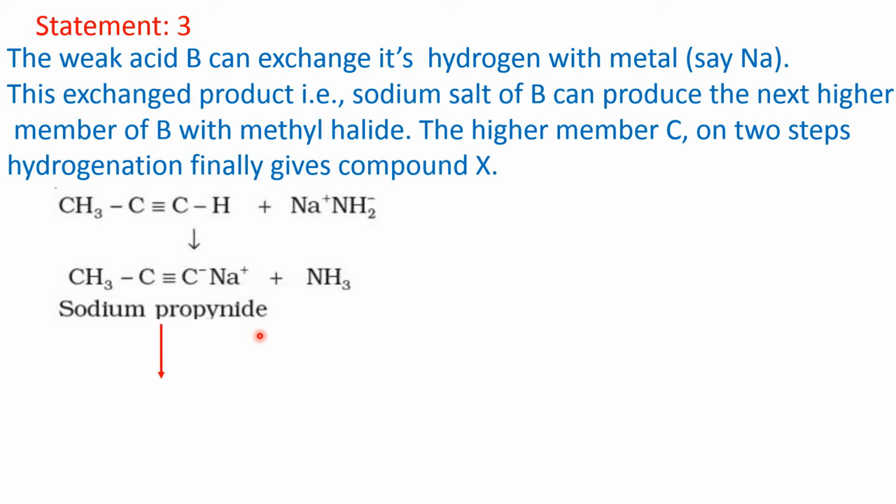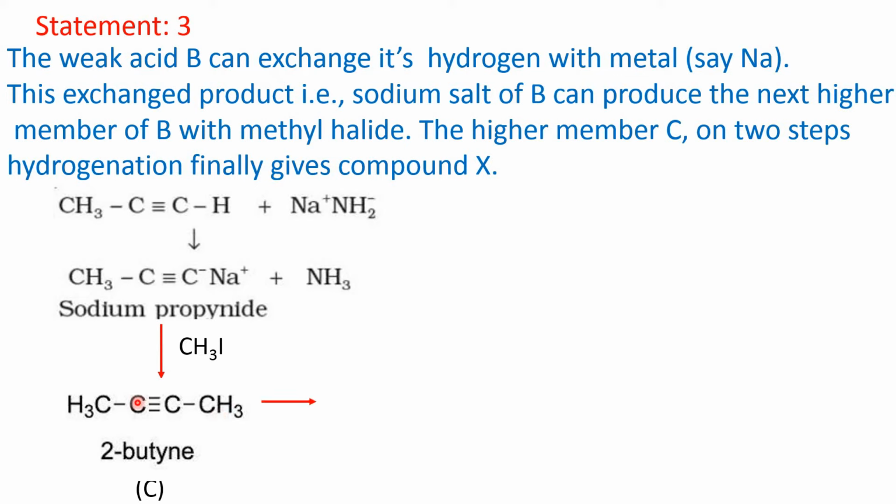Then when this sodium salt is treated with an alkyl halide, here it is methyl halide because we are going to produce the next higher member. Okay. Next higher member means one more carbon atom will be added. So therefore it will be treated with methyl halide, say methyl iodide. Then the product will be this 2-butyne. Here in place of the sodium ion, the methyl group has come. So this is 2-butyne. And this is our compound C.